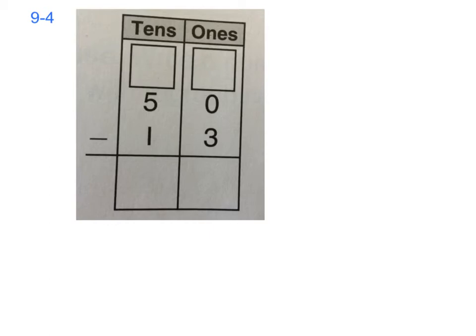You need to borrow 1 ten from the 5, so you cross off the 5 and change it to a 4. Then you need to add the 10 you borrowed to the 0. So you cross off the 0 and make it a 10. Now you can subtract 3 from 10, which is 7.